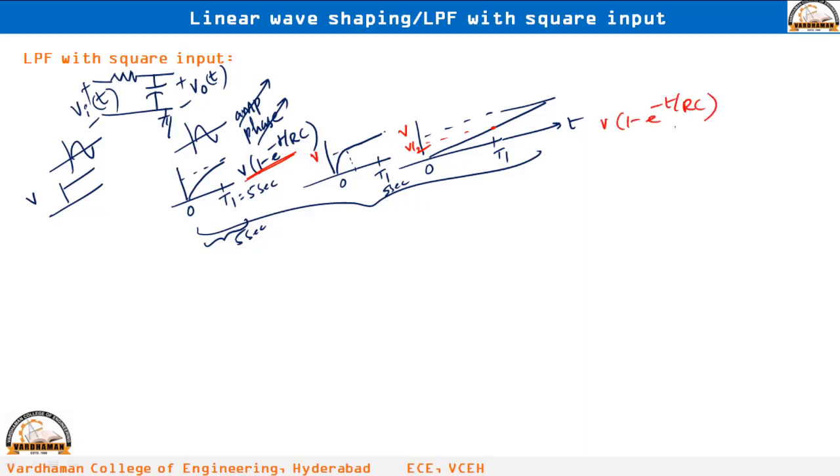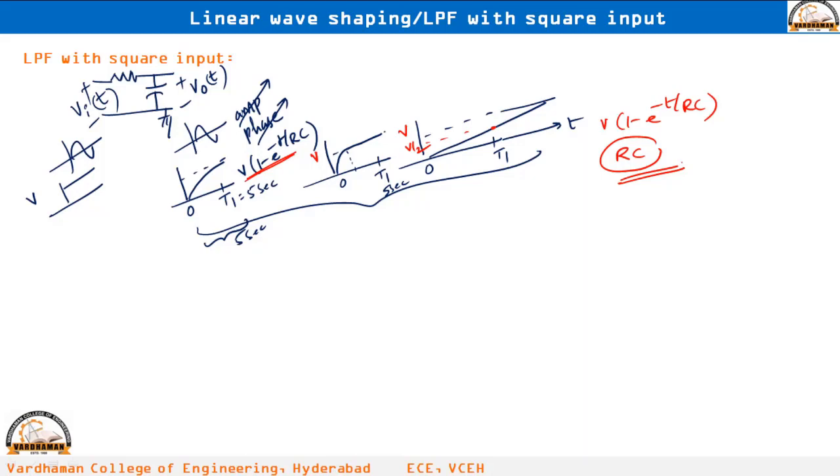But where is the difference here? That is a very important point, that is RC. Based upon the time constant, how fast the output will reach V volts is decided. How much delay is required to reach these V volts is decided by the time constant value RC, the product of resistance and capacitance. Based on that, the output can reach immediately, or the output may take longer time to reach V volts. Based upon the time constant only, we can get different outputs.